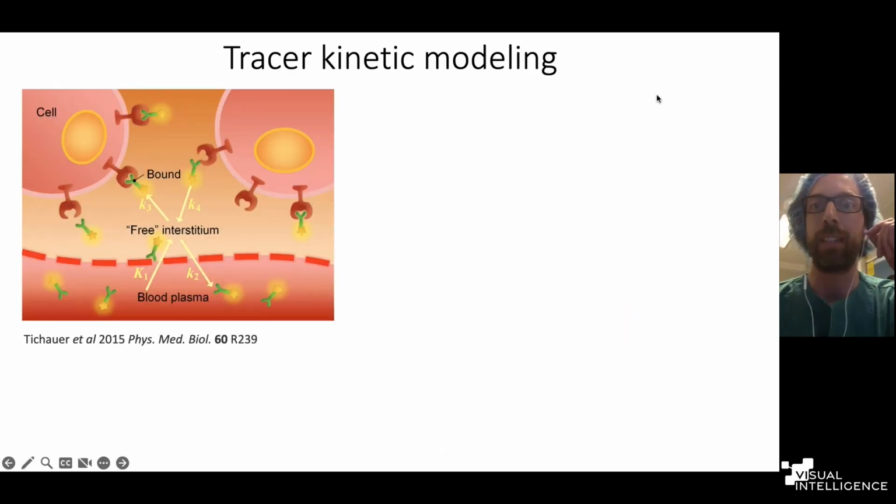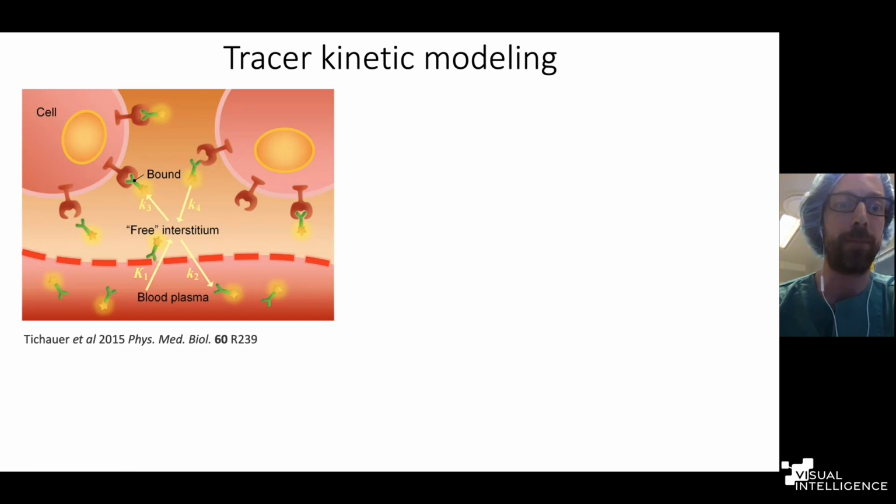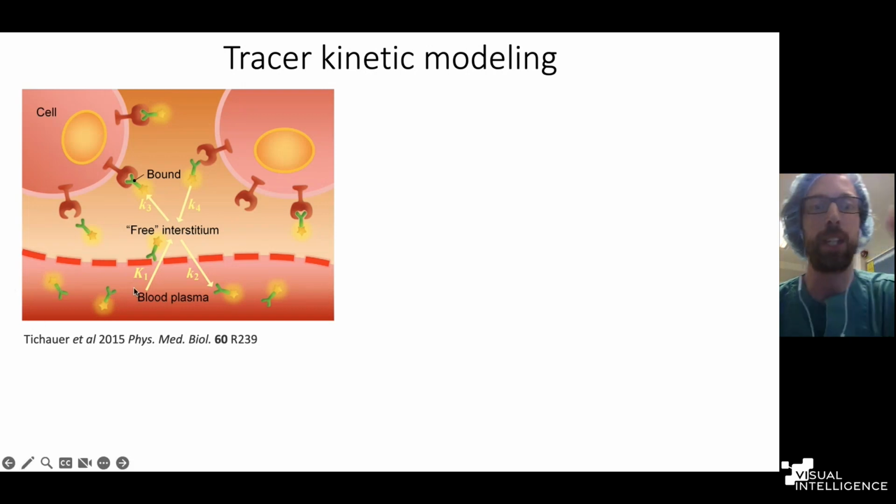So what is the advantage with dynamic PET is that you can do this tracer kinetic modeling. And this is actually the gold standard way to quantify data in PET. So here is a conceptual image where you have your radiolabeled tracer in the blood plasma. You inject the tracer in blood, and it's taken up into the free interstitium, where it's further taken up into cells or bound to receptors on the cell surface, and also eventually released and diffusing back into the blood.